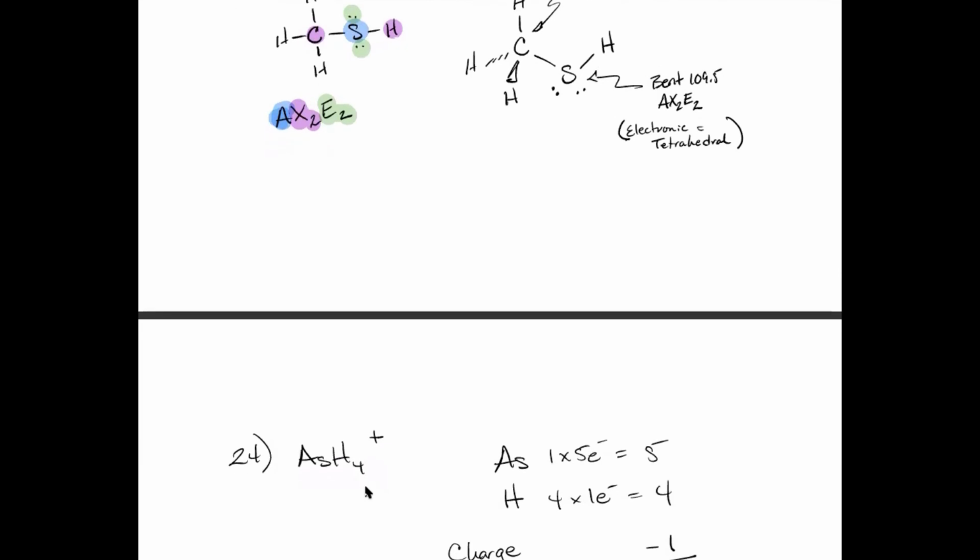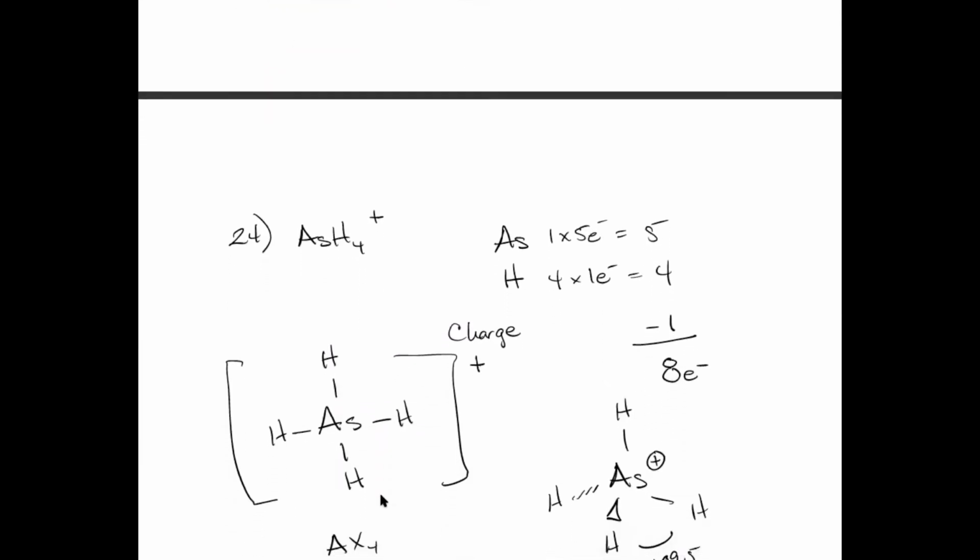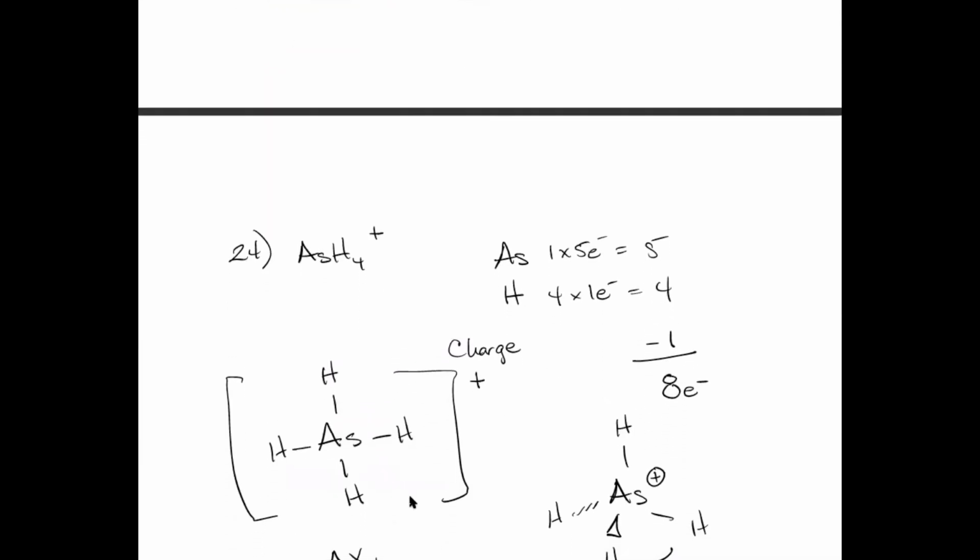This one's an ion. Here's the Lewis structure. What would the shape of that be? What would the assignment be for that? How many atoms are bonded to the arsenic? 4. So it'd be AX4. Are there any lone pairs on the arsenic? No. Okay, so the shape would then be tetrahedral.